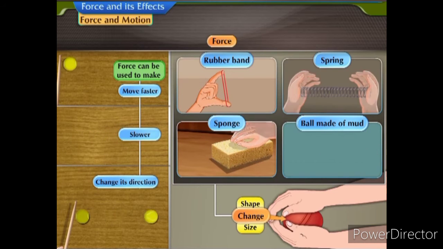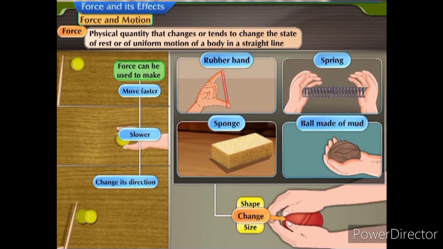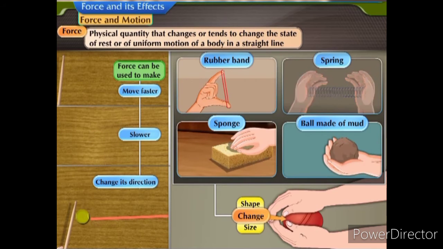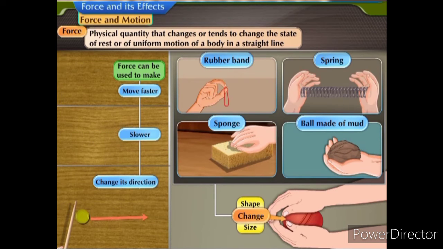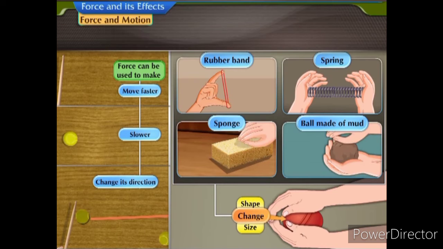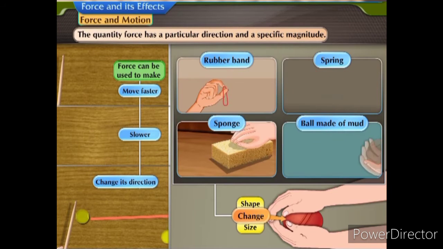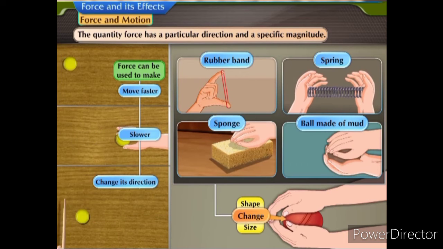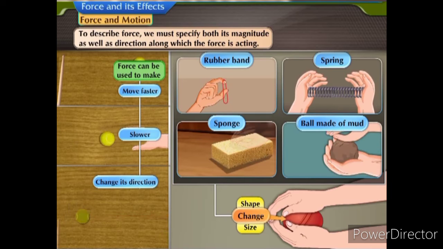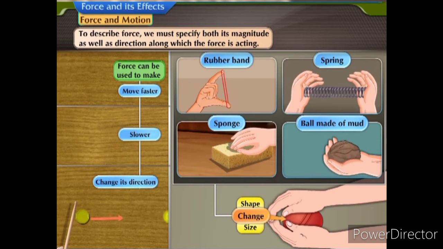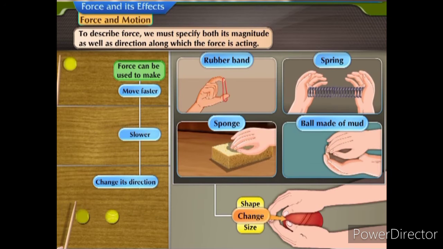Let us define force. Force is a physical quantity that changes or tends to change the state of rest or of uniform motion of a body in a straight line. The quantity force has a particular direction and a specific magnitude. So, to describe force, we must specify both its magnitude as well as the direction along which the force is acting.